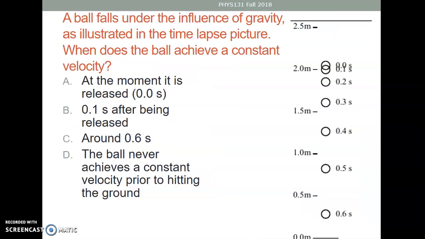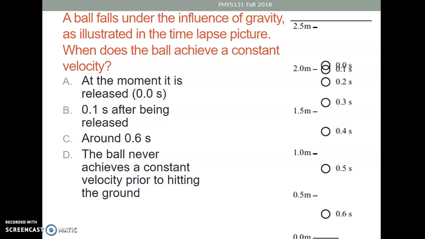All right, next one. A ball falls under the influence of gravity as illustrated in the time-lapse picture on the right. When does the ball achieve a constant velocity? Okay, remember now we are ignoring air resistance. When does the ball achieve a constant velocity? A, at the moment it is released at 0.0 seconds, or B, a tenth of a second after being released, or C, around 6/10 of a second after being released, or D, the ball never achieves a constant velocity prior to hitting the ground. Okay, pause your video and make your answer.